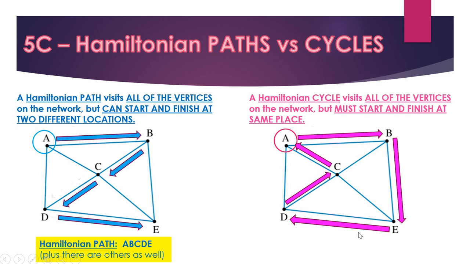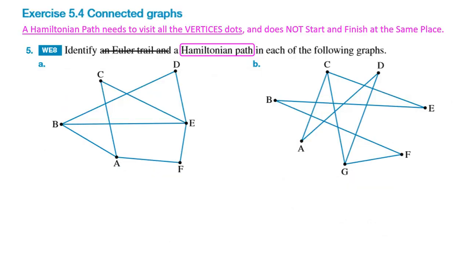But during our journey, we have visited every single dot, every single vertex on that network. So that is a Hamiltonian cycle, okay? And plus there's plenty of others too. So for all of these things, there's always more than one answer. We've seen that previously when we did Euler circuits and trails, okay? So you've got to be careful not to get these mixed up. Euler has the trails and the circuits. Hamilton has the paths and the cycles.